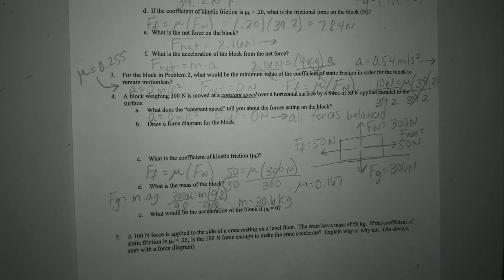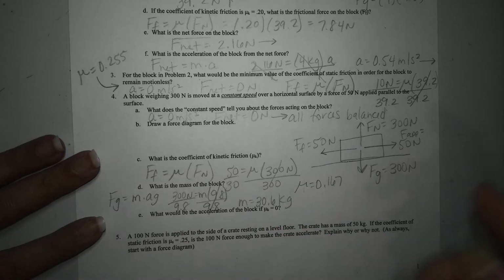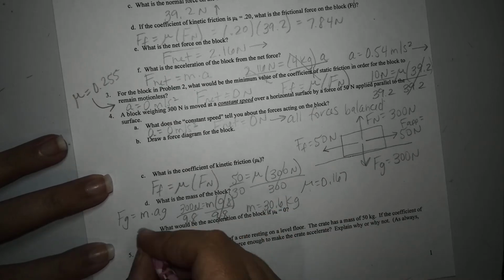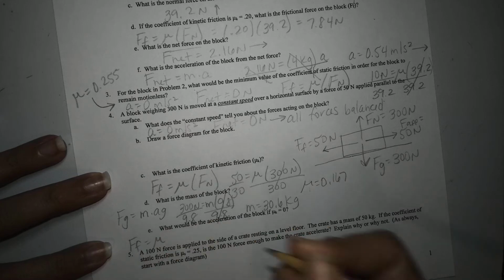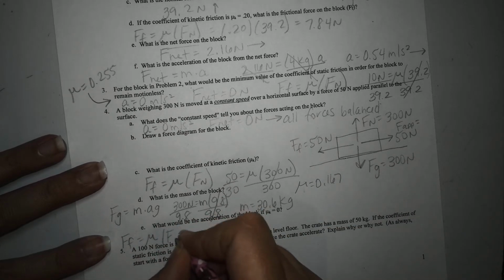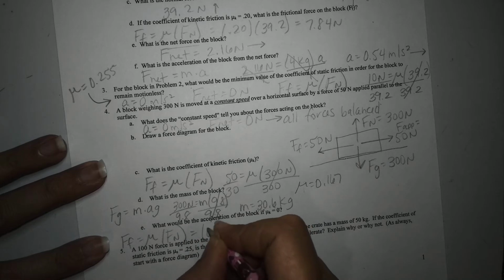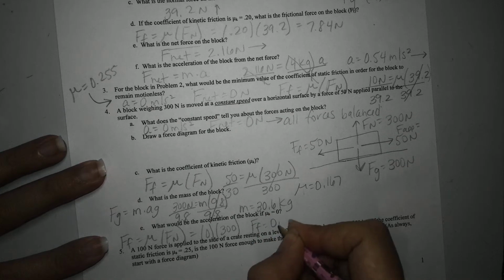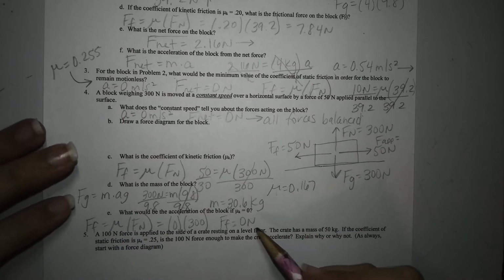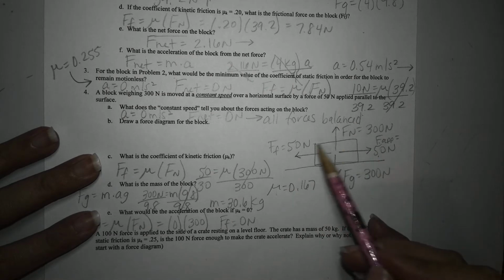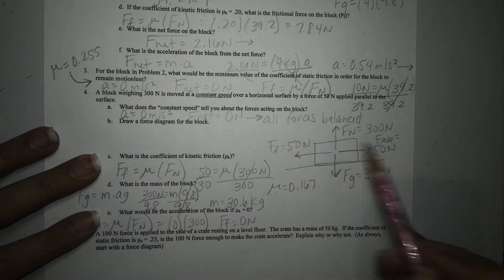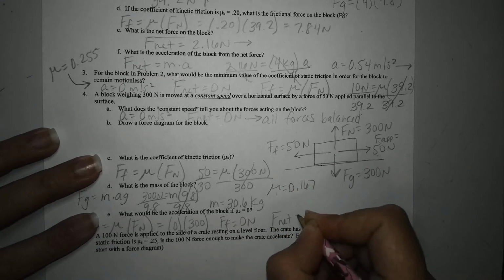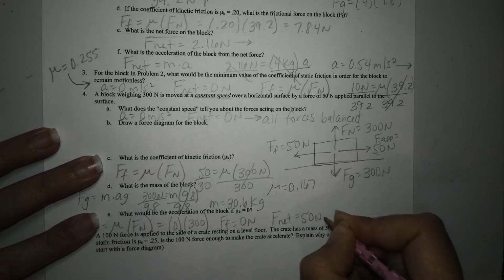All right, part E says, what would the acceleration be if our mu equals 0? So if we change our mu, we're going to change our frictional force. So frictional force equals mu times our normal force. So if it was 0 times 300, I'd end up with a frictional force that equals 0 newtons. Okay, so now I know that my applied force is 50 to the right. My frictional force would be 0 to the left. So what would my net force be? That would just be 50 newtons to the right.